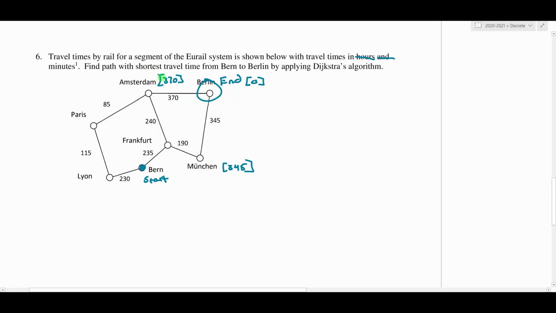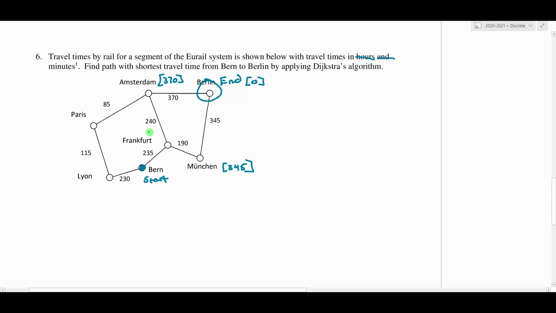And then we look at any vertices that we have marked. And so I'm looking at München. It's the shortest one, right? 345 is shorter than 370. So I'm going to come down here to München, and I'm going to look at the edges that lead into München. There's 2, but one of them leads back to Berlin, so I don't need to do that one. But here is this one. It is Frankfurt. And Frankfurt is 190 more minutes, right? So we do 345 plus the 190.